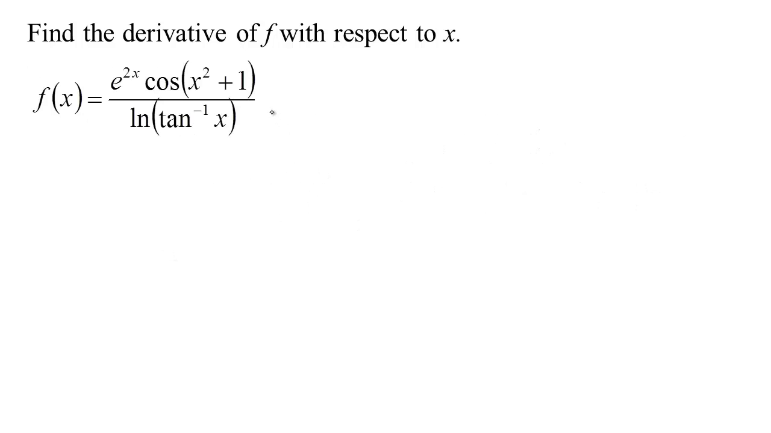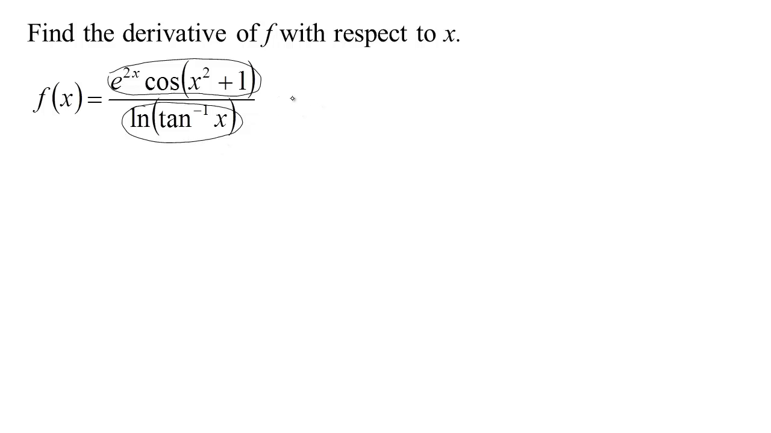Alright, here's another one. This looks pretty complicated, but again, it's just a quotient. We've got one function divided by another function. This is going to take a little bit of work, because I can see to take the derivative of the top, I've got a product, so I'm going to have to apply the product rule. Also, taking the derivative of any of these pieces is going to require the chain rule. The derivative of the bottom is also going to require the chain rule.